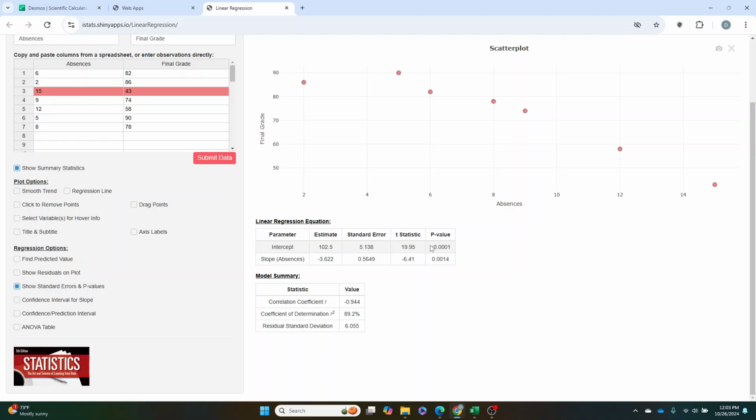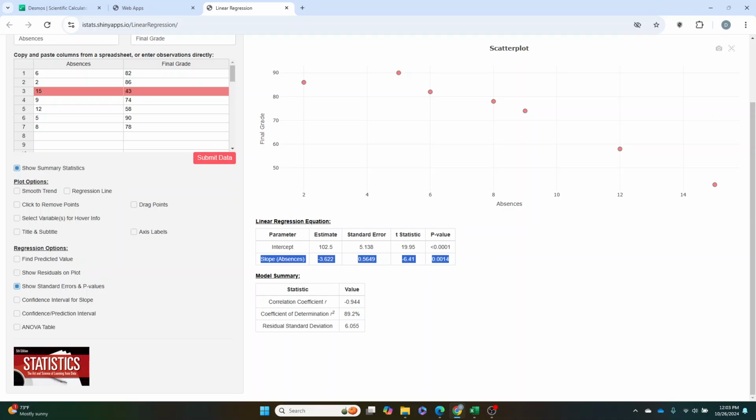This is the p-value for the intercept, right? This is if you run a hypothesis test to see if the best fit line is a good model for the data, then this p-value tells you whether the y-intercept is a good fit. That's not the one we want. We want this one. This is the p-value for the slope, okay? So we want the p-value for the slope, 0.0014.